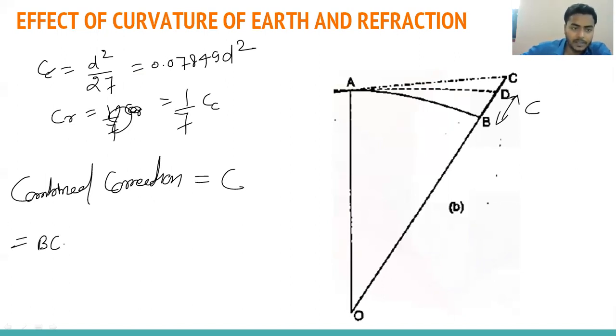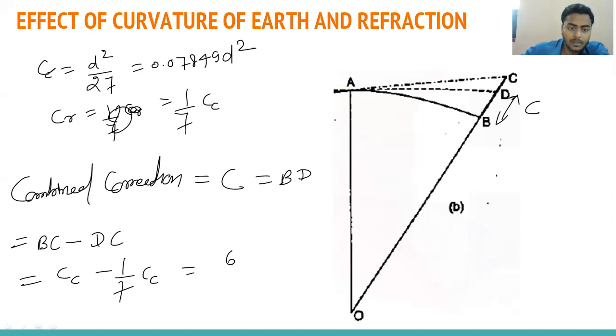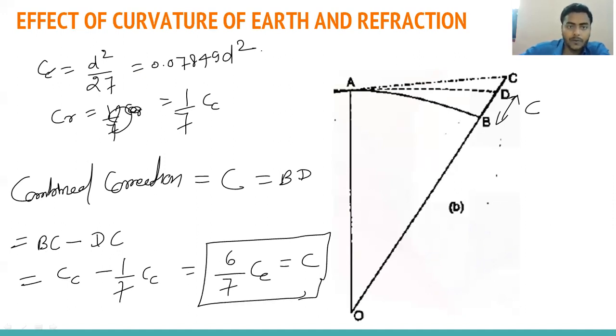BD we can write as BC minus BC, right? Or we can write CC minus 1/7 CC, which is 6/7 CC. So the combined correction will be 6/7 into CC. So just remember one formula, this one, and then these relations. You can solve any question.